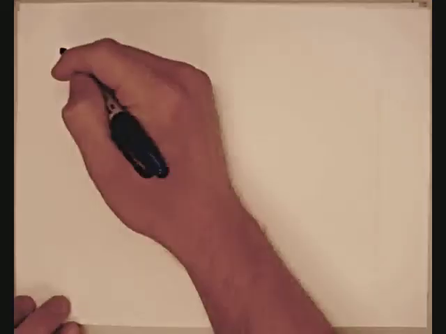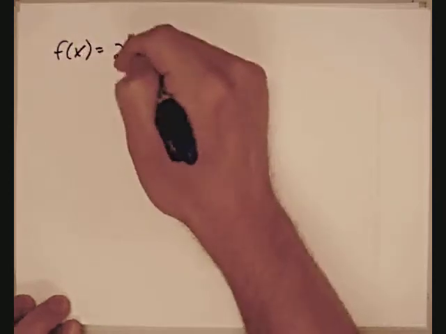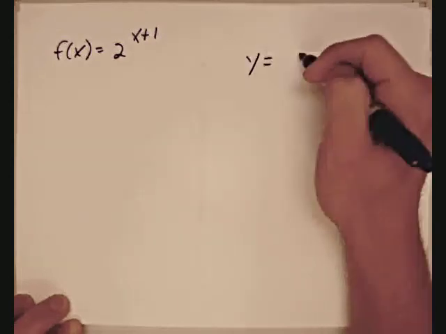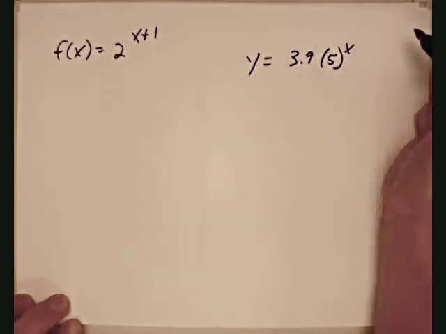The exponential function with base b is defined by f of x equals b to the x power, or in other words, y equals b to the x power, where b is a positive constant other than 1, and x is any real number. Some examples of exponential functions are f of x equals 2 to the x plus 1 power, or y equals 3.9 times 5 to the x power.